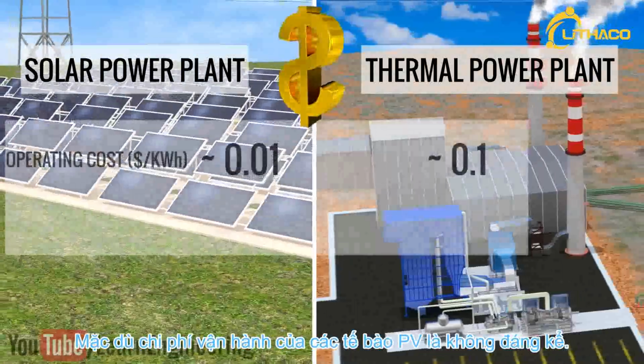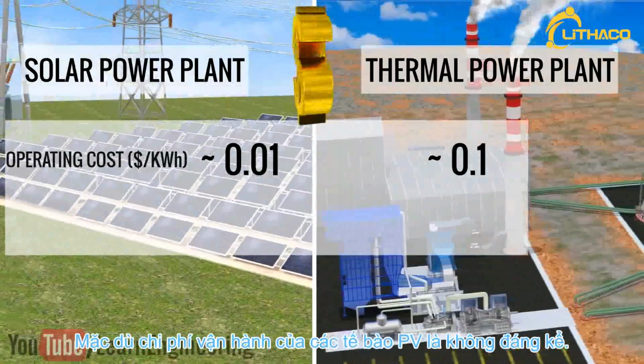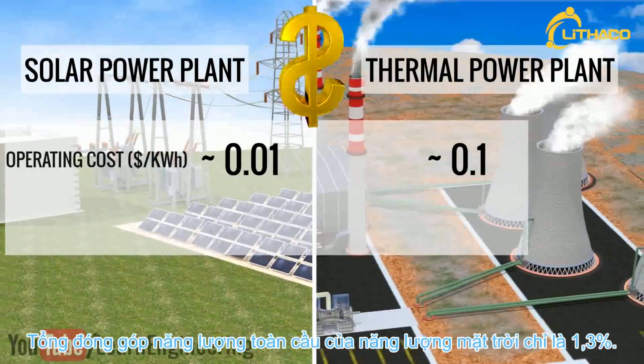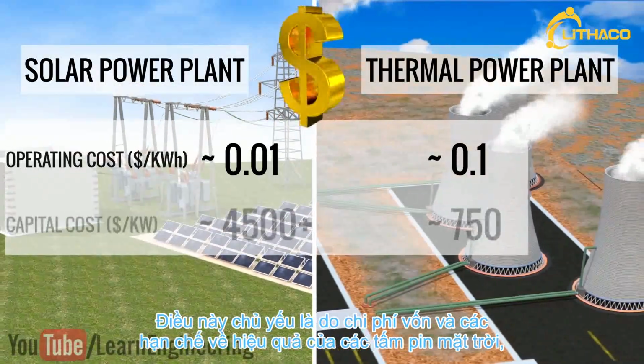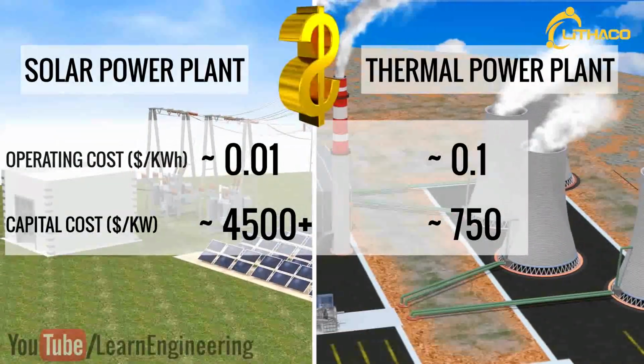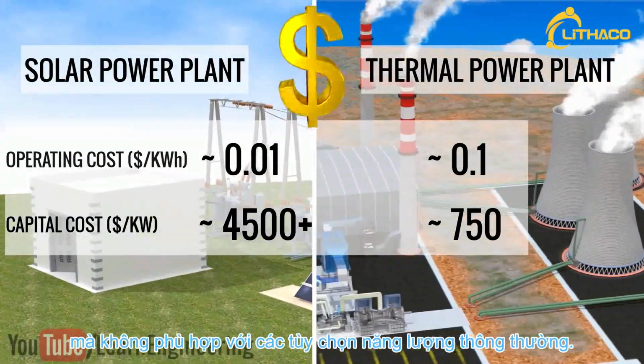Even though running costs of PV cells are negligible, the total global energy contribution of solar voltaic is only 1.3%. This is mainly because of the capital costs and the efficiency constraints of solar voltaic panels, which do not match conventional energy options.